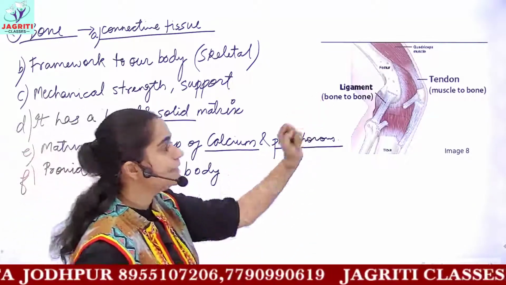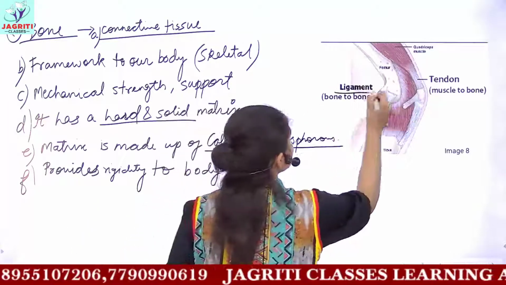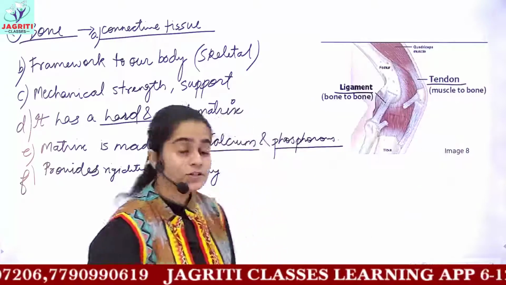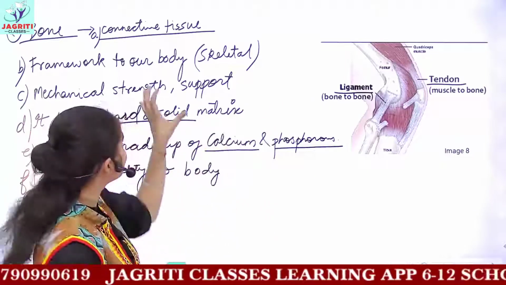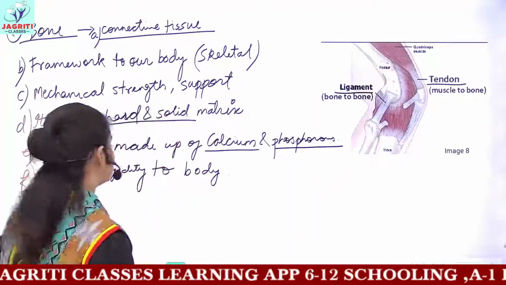Now as you can see in the diagram, you have two terms, that is ligament and tendons. So these are very important, and this comes under the heading of bone only. So what do you mean by ligaments and tendons here?